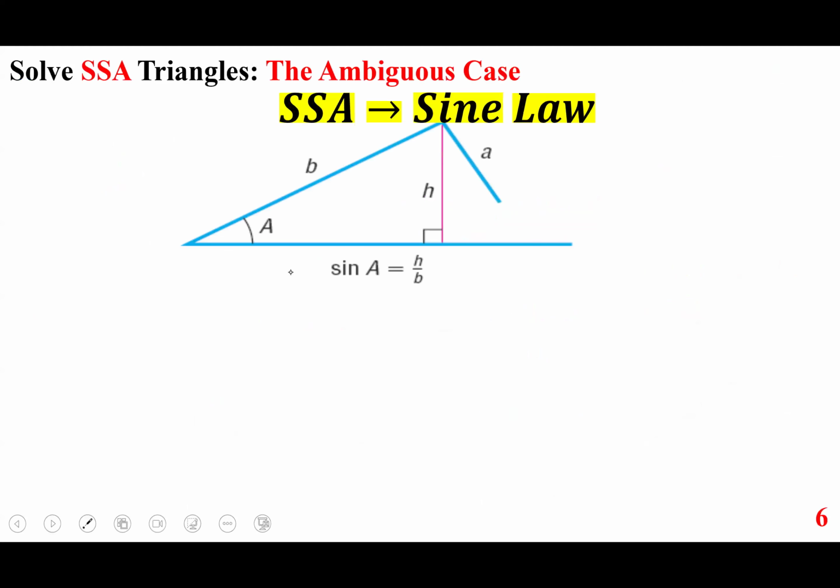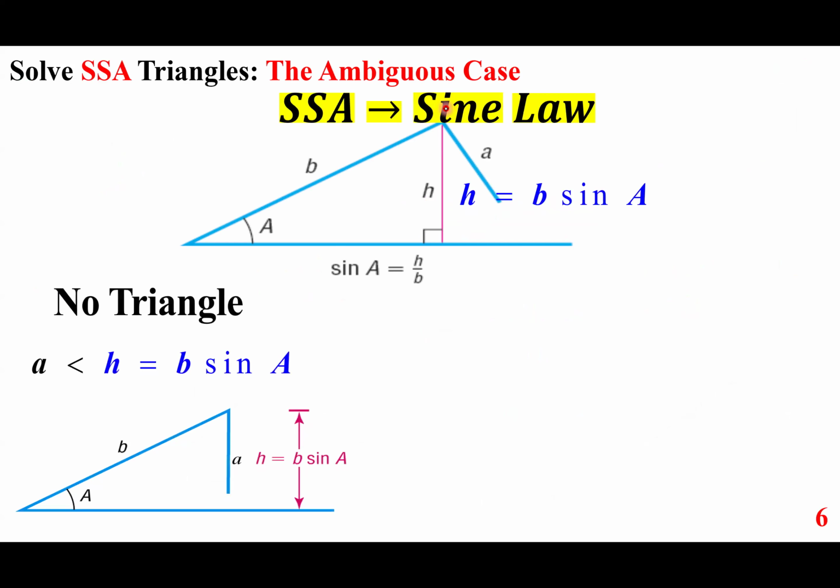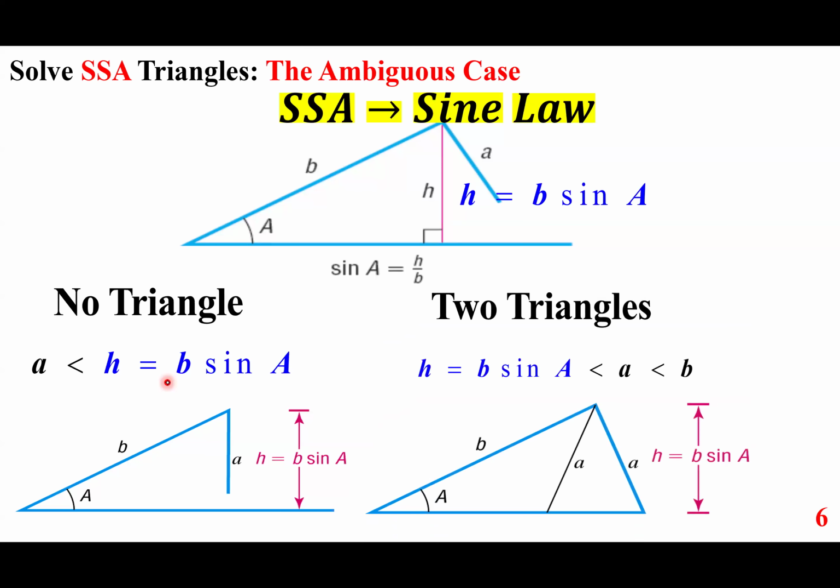Okay, so H is B sine A. If A is less than H, where H equals B sine A, there is no triangle. And in this case, when H is equal to B sine A, and we have it in this format, we end up with two triangles.